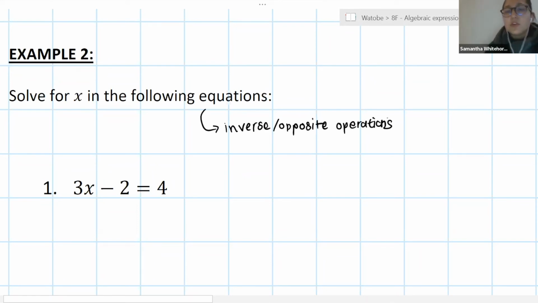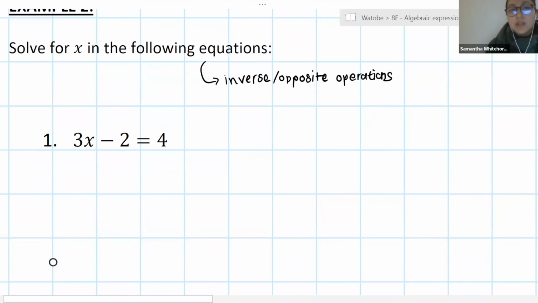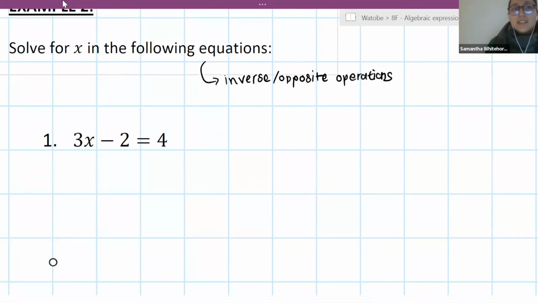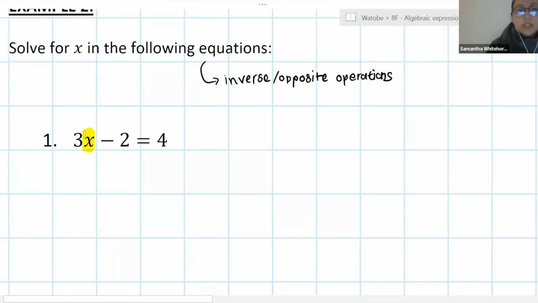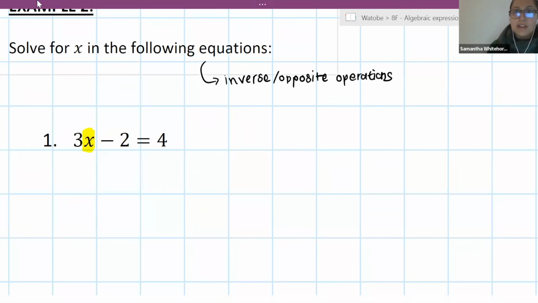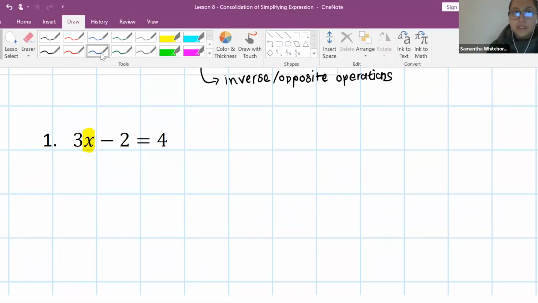Now, for the most part, some of these easier ones you guys will be able to look at and get the answer easy peasy. But let's have a look at how we would do this with an inverse operation format. So I've got 3x minus 2 is equal to 4. Now, guys, remember the whole point of solving an equation is to get x alone. That's what I want. I want to find what value x has in order to make this equation true. So in order to make the left-hand side equal to the right-hand side.